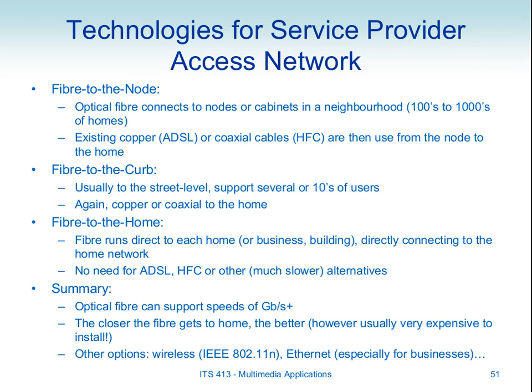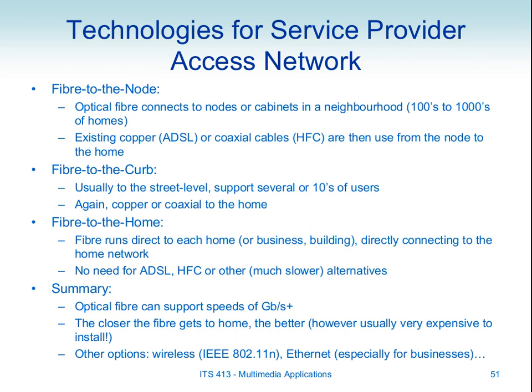One option is to, I'll try and draw it all on the same diagram, use optical fiber that then connects that router direct into your home. This option would be referred to as fiber to the home, FTTH. That is, you have an optical fiber link coming direct into your home or your building. Sometimes you'll see in others fiber to the building, FTTB.